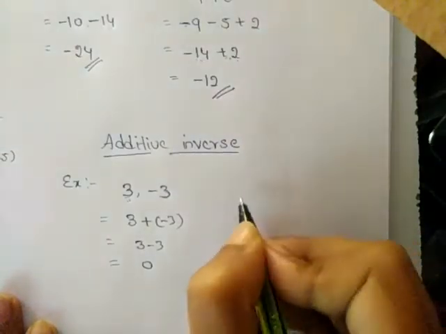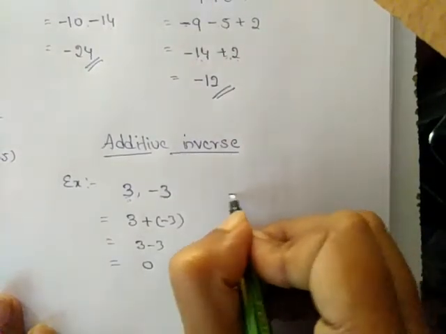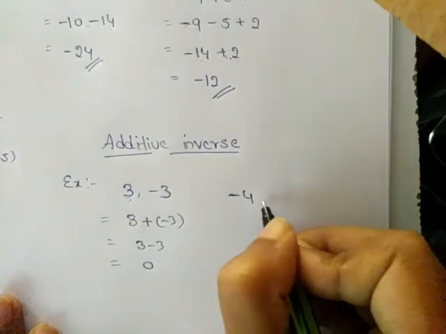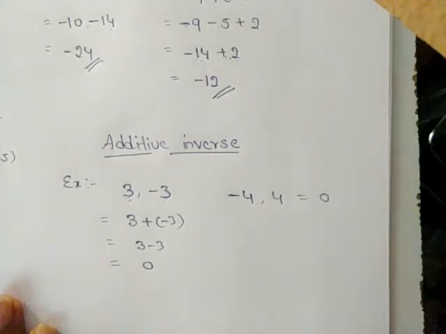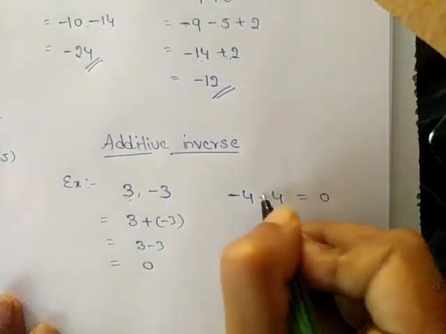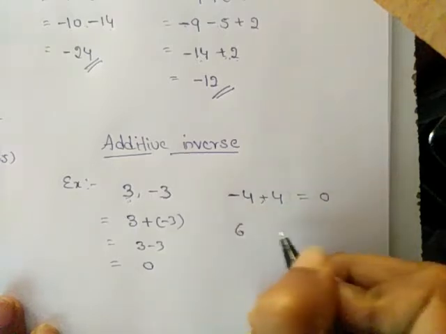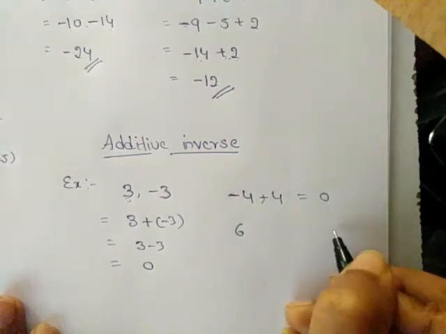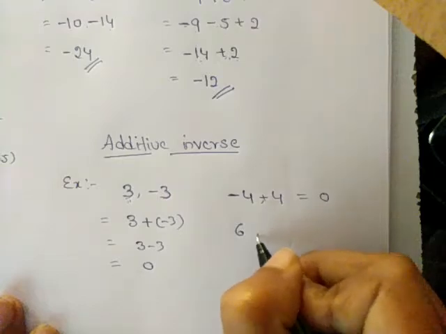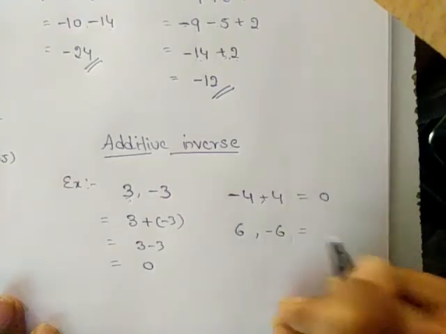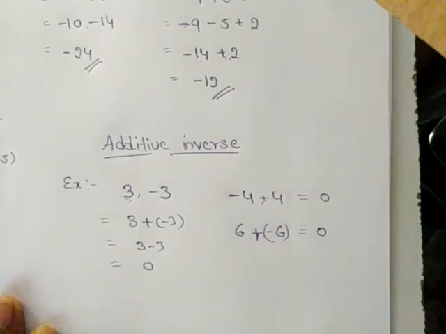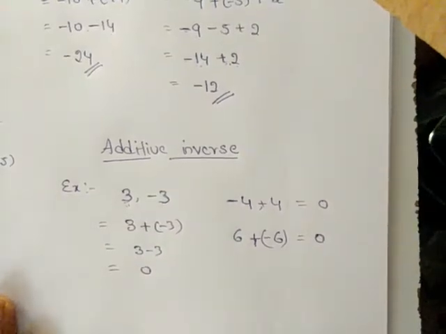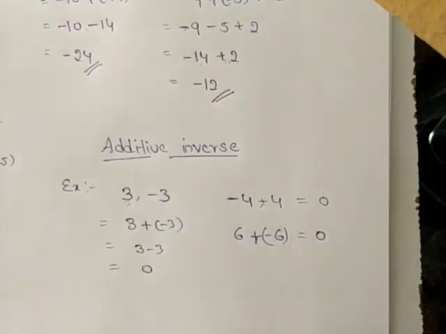Similarly, we'll take some more examples. If they ask what is the additive inverse of minus 4, it will be 4, because when you add these two numbers you will get 0. If they ask us to write the additive inverse of 6, it will be minus 6, because when you add these two numbers you will get 0. I think the concept of additive inverse is clear for you all.